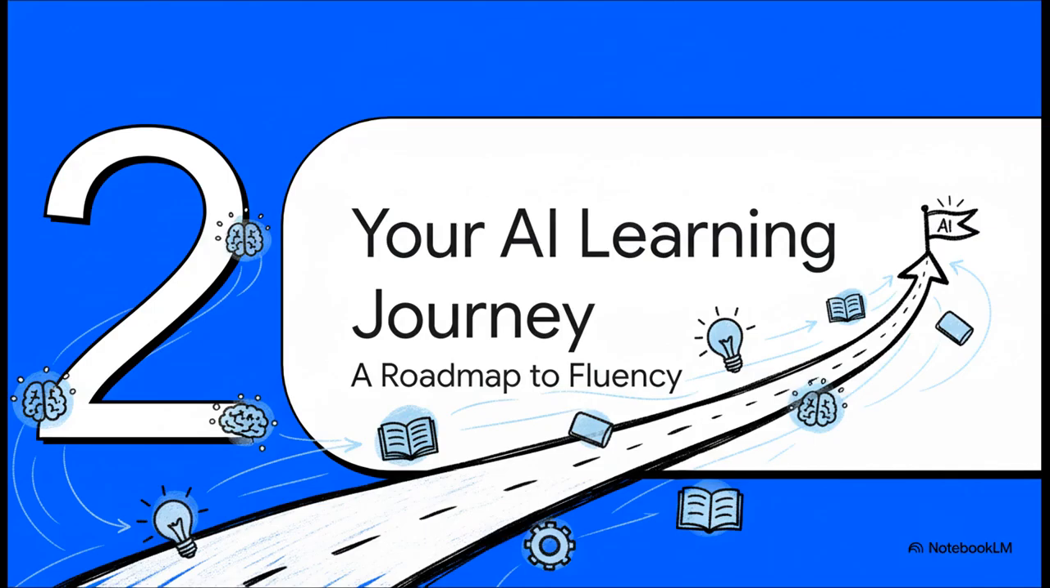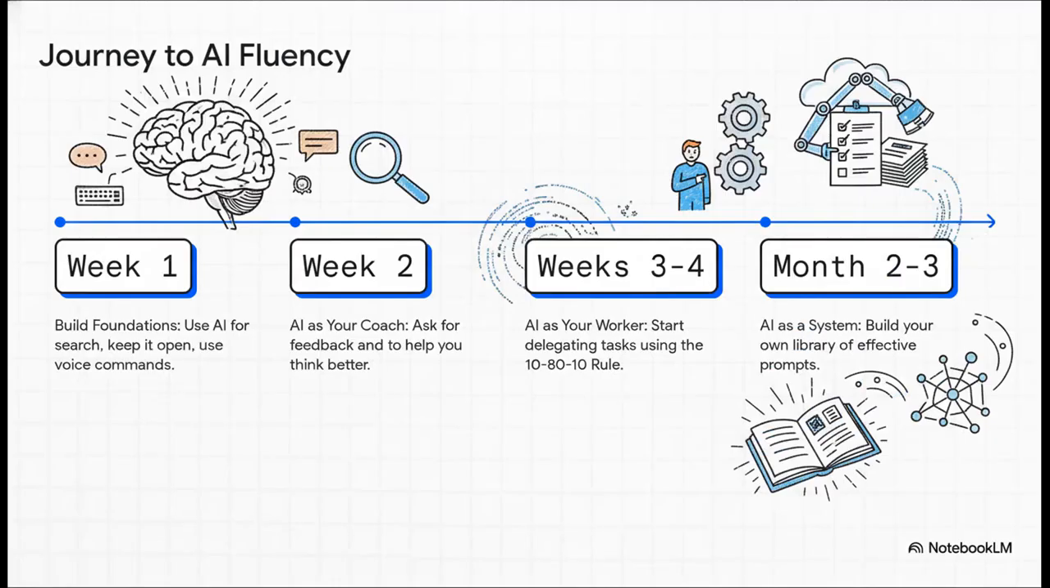Okay, so that's the how-to. But using a tool is one thing. How do you actually build this into a real, lasting skill? Well, that's a journey, and we've got a roadmap for it. This is a fantastic 3-month journey to AI fluency, based on a framework from productivity expert Ali Abdaal. And I want you to notice the progression here, because it's really smart. Week 1 is all about building the foundation. Just use AI for search, keep a window open, try voice commands.